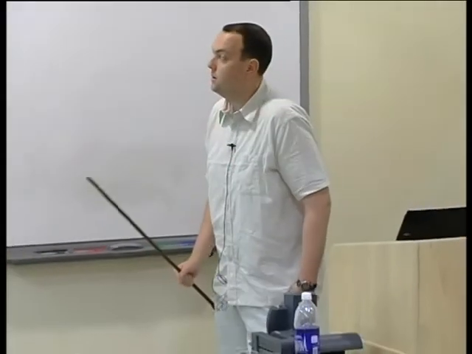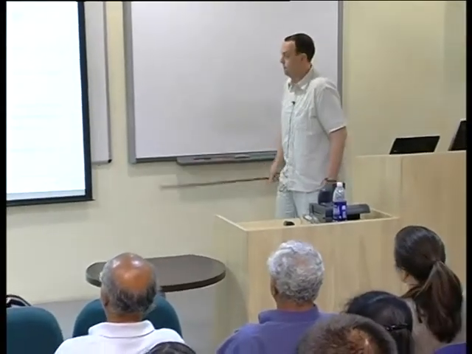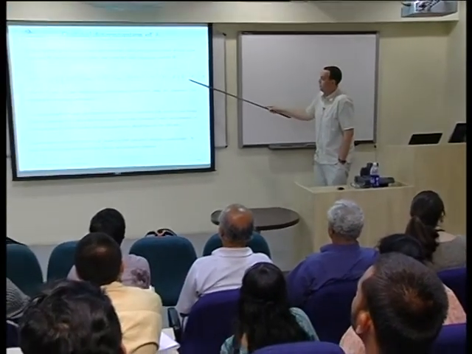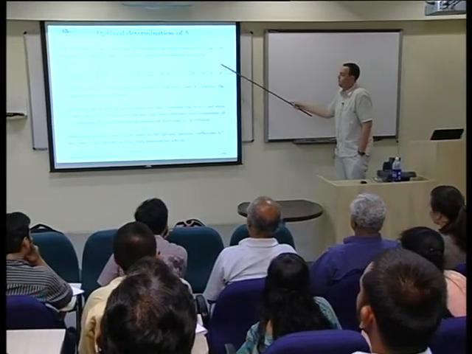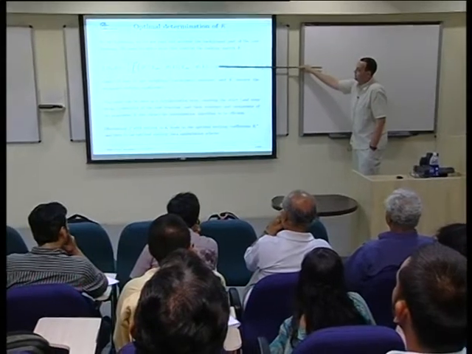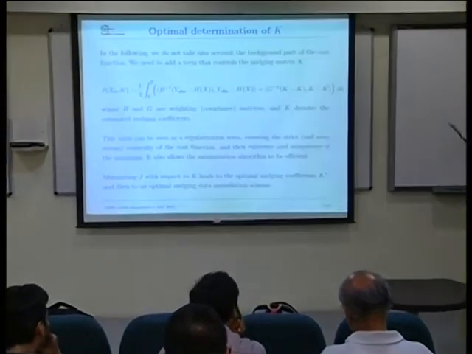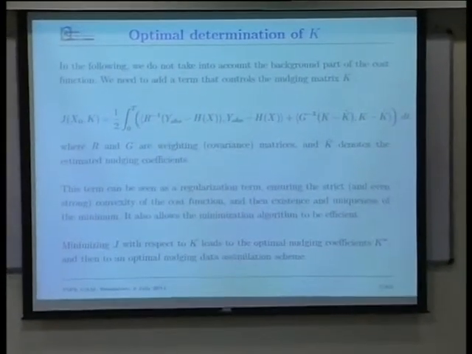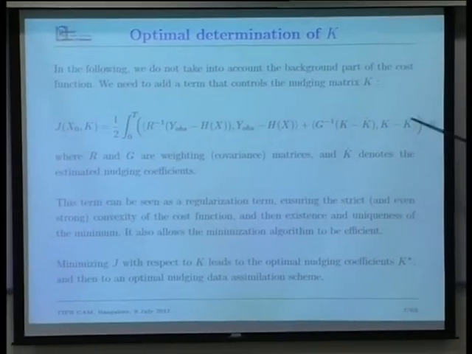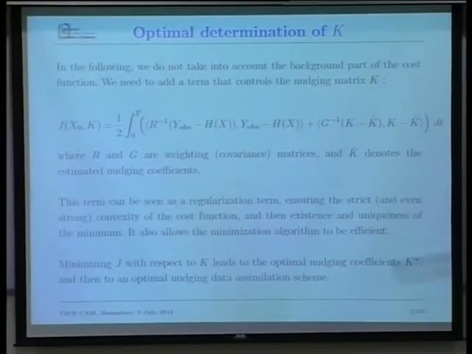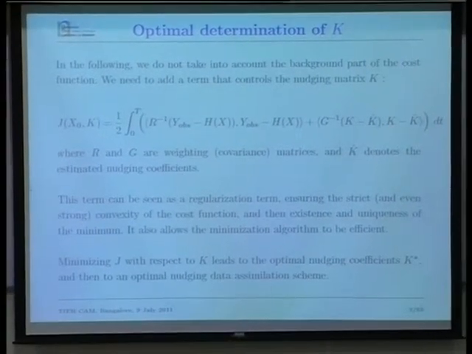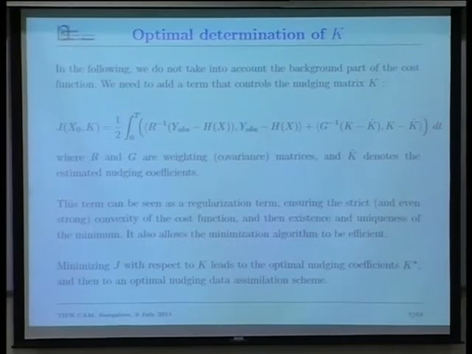Okay. Yeah, it could be. We will see that it can be. So from the mathematical point of view, you can remove this term, but then the minimization of the cost function will be very difficult, because if the model is nonlinear, then the cost function is non-quadratic. You may have many local minima. So with this term, you can ensure that the cost function is strictly or even strongly convex, and then you may get the uniqueness of the minimum.